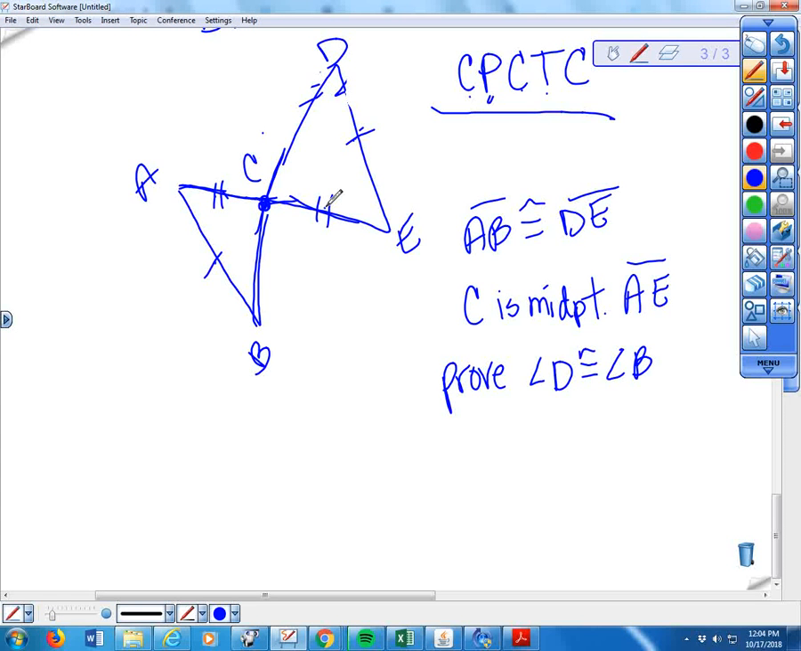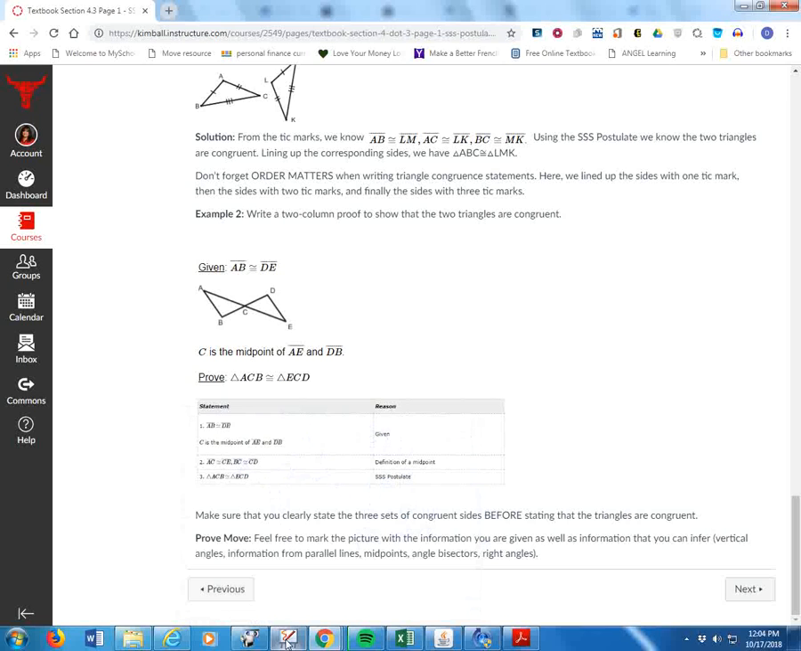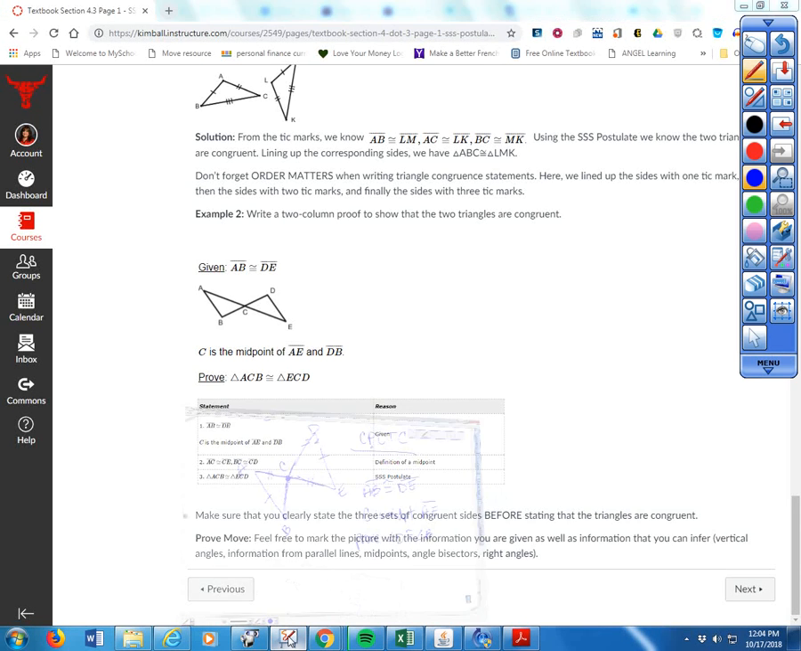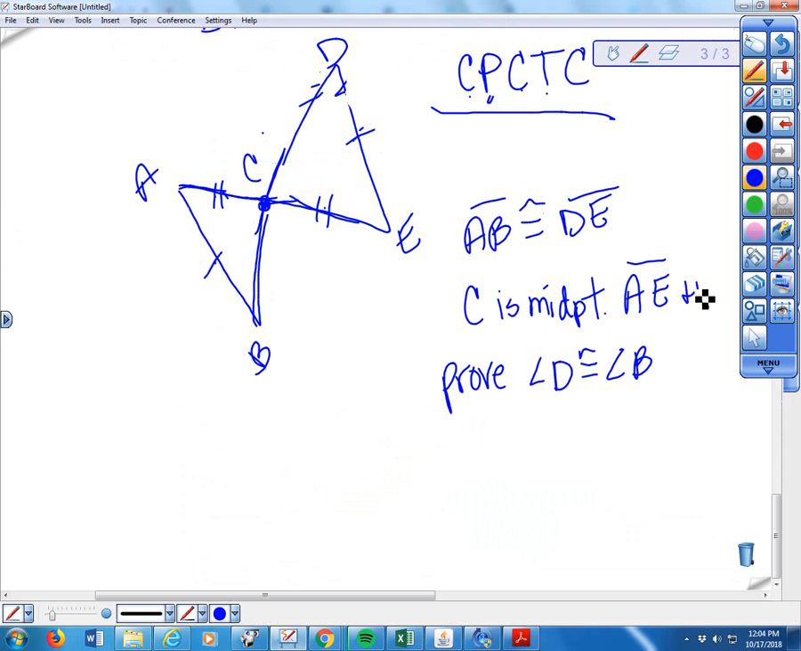What can I do now? I want to make sure I've written this right. C is the midpoint of AE and DB. So now I know this is true, right? So now I have side, side, side. Do you see that? Okay, so now we know, we've talked it through.